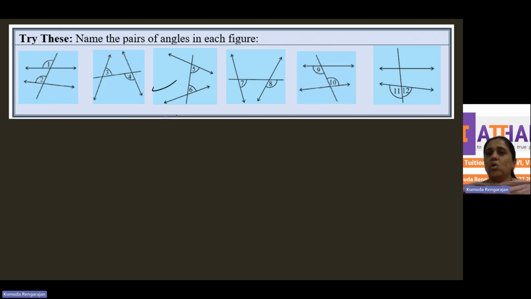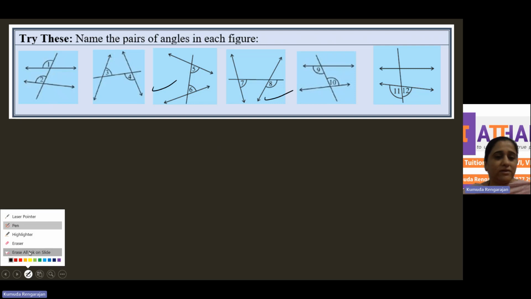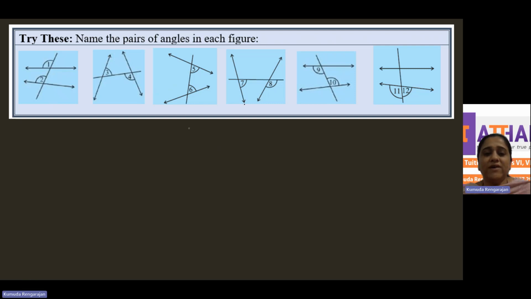Then 5 and 6, co-interior angles. What about 7 and 8? Corresponding angles. See, you can make out an F. Let's make out the F. Because the lines are not parallel, the F is like this. See here, this angle and this angle: corresponding angles.